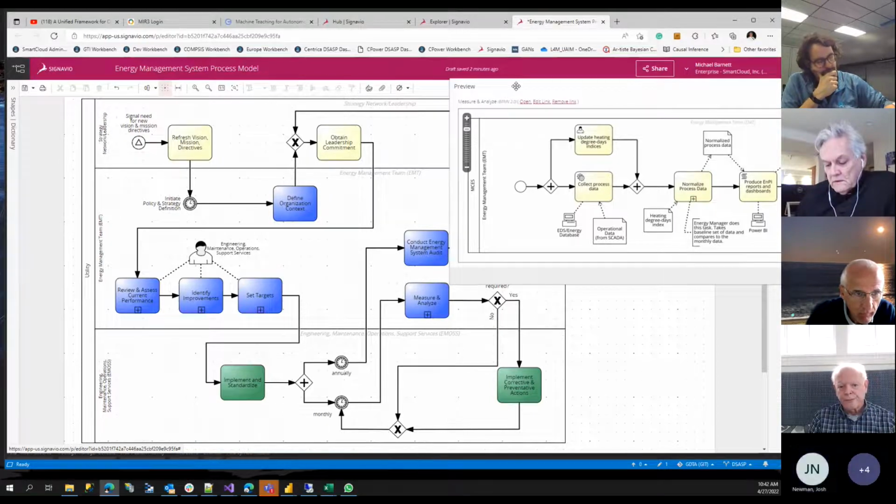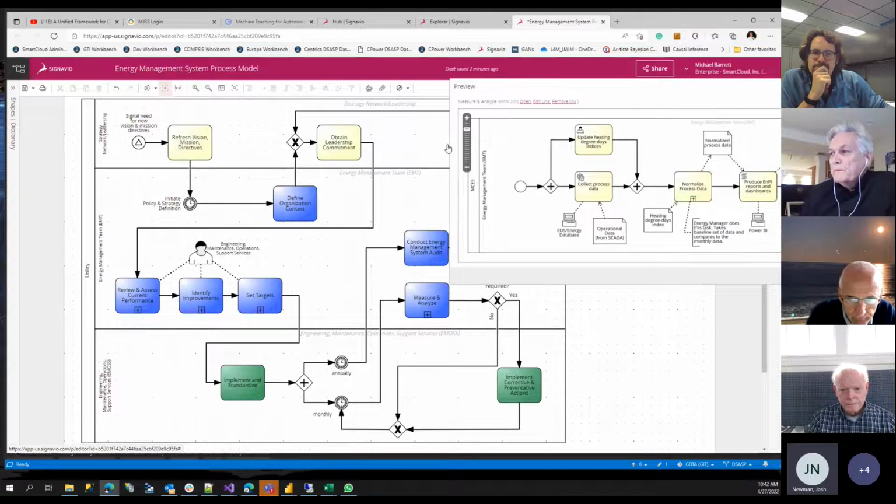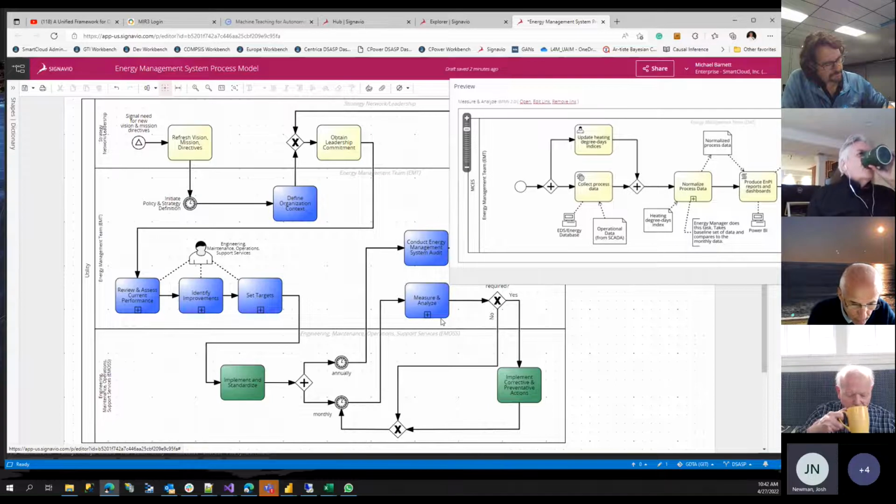It does fit into the review and assess current performance, identify improvements, set targets, and also in the box that we have open, the measure and analyze box. We talked quite a bit about that, and Brittany has a pretty decent model of how we do that work, which we shared.